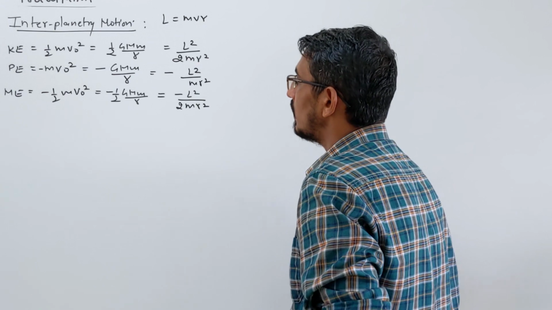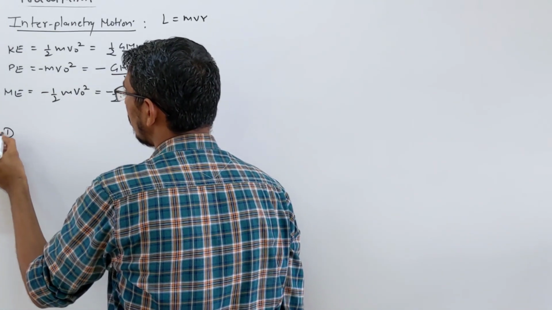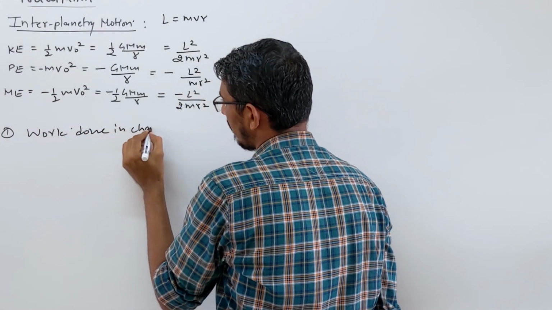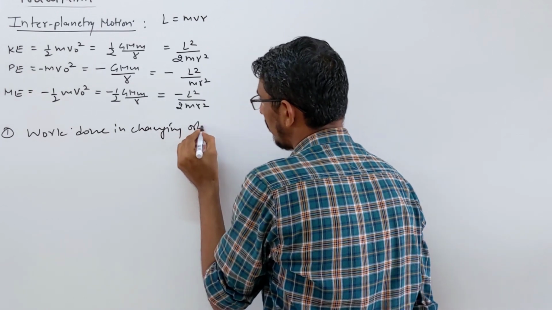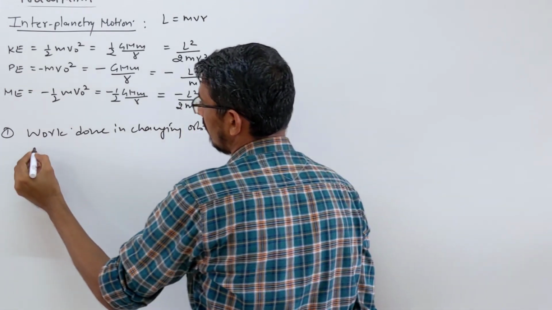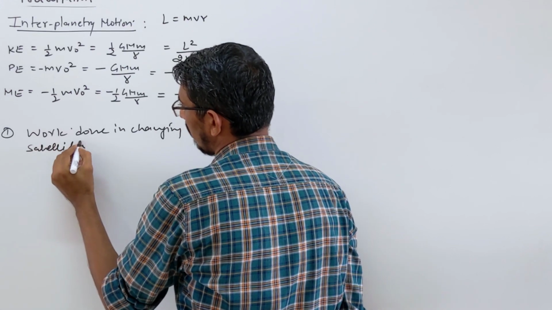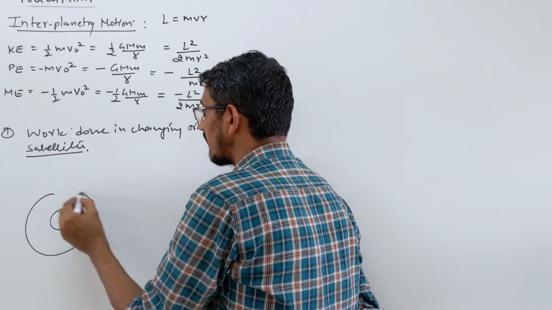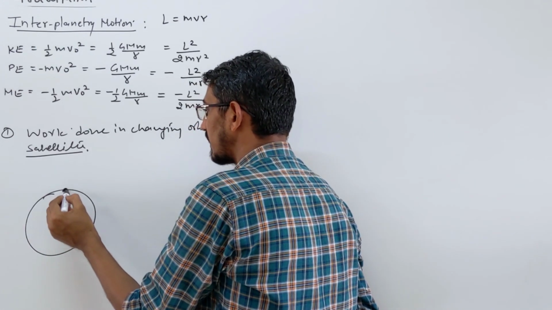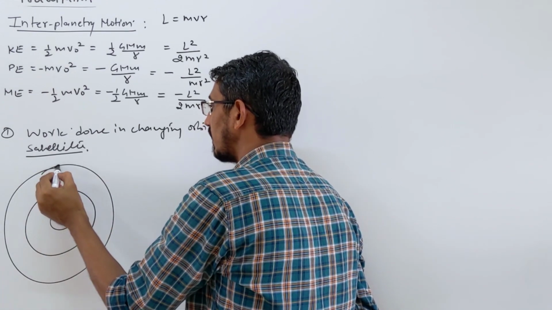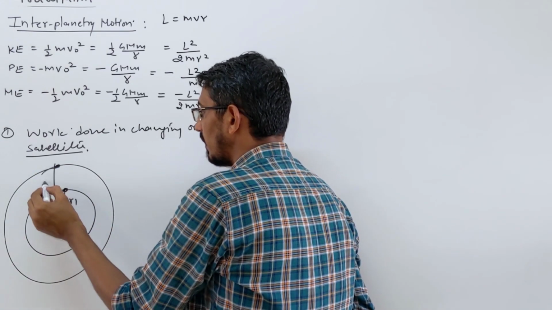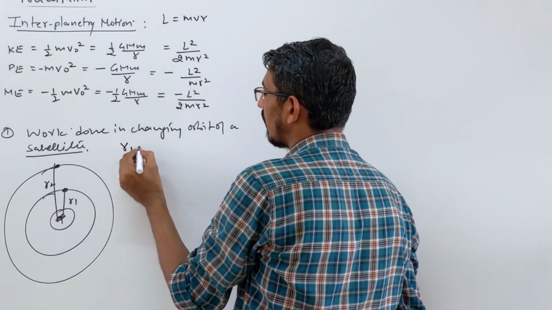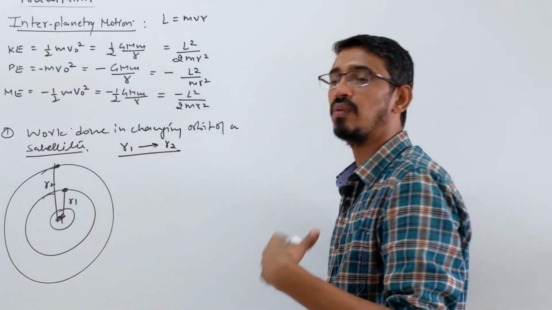Okay. So the main question they ask here is the work done in changing the orbit of a satellite. How much work will be done when you change the orbit of a satellite? Suppose this is a planet and a satellite was moving here in an orbit of radius r1. You want to bring it to another radius, r2. You want to change this orbit from r1 to r2, correct? You're raising the orbit from r1 to r2. Keep in mind how much work will be done.